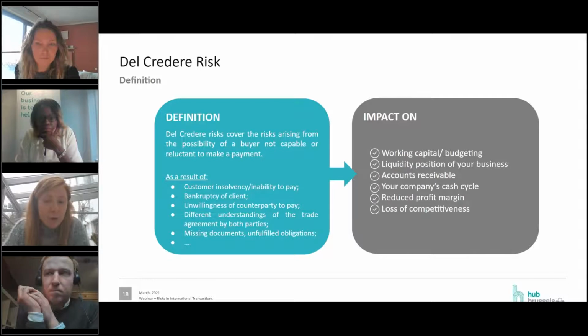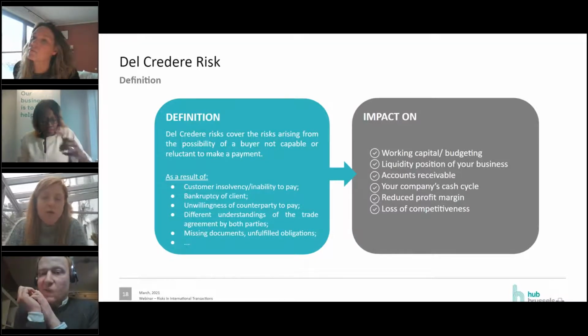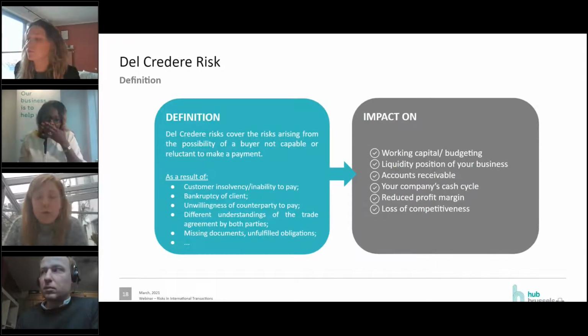So it has an impact, of course, on the liquidity position of your business. Also on the logistical risk. Imagine you need to get back all the products, etc. Loss of competitiveness and reduced profit margin. So it has a lot of different impacts. And this is a risk that is happening a lot, especially for new businesses that have a new client and don't know what to do. This is a risk that can arise easily. So how do you deal with those risks?